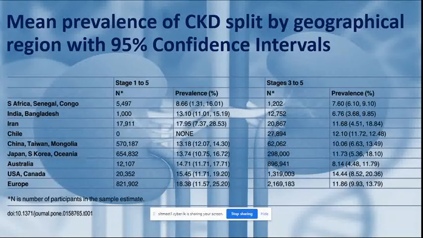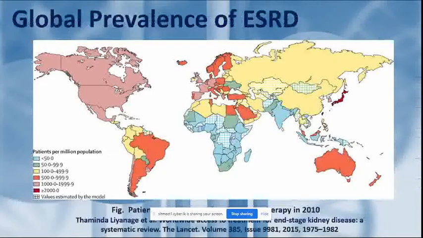But right across the globe it's around 13 to 15, 16%, stage 1 to 5. Whereas if you take stage 3 to 5 CKD on your right hand side, it is again in the range of 8 to 12%. So the prevalence of CKD is fairly high and it is right across the globe.